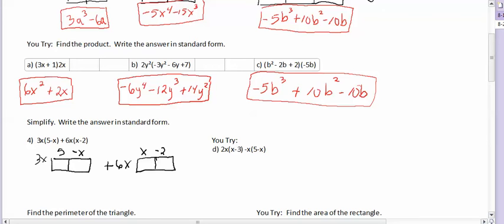So let's go through and just do our multiplication. So 3 times 5 is 15x, and negative 1 times 3 is negative 3, and we have x to the second. Okay, over here we have 6x to the second, because we're adding exponents, and negative 12x.